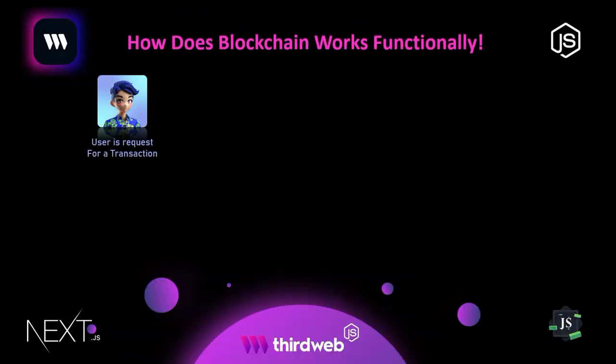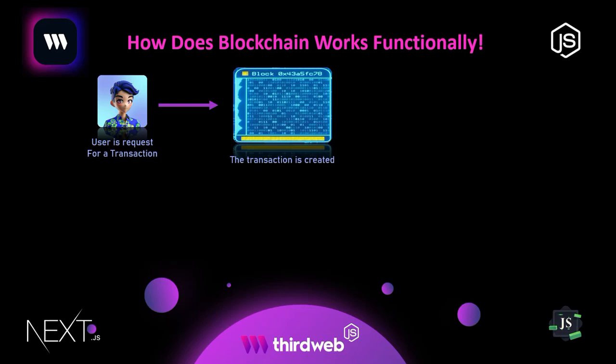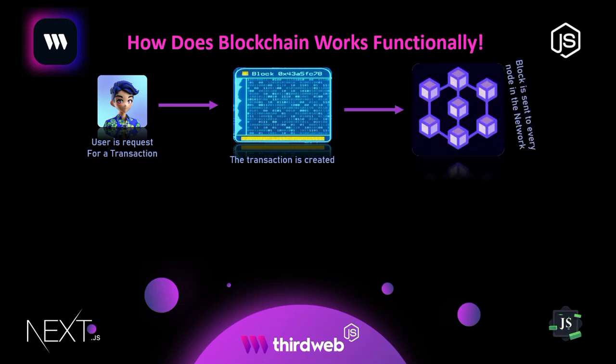This user is requesting a transaction. This transaction could be for cryptocurrency or minting an NFT. This requested transaction is created as a block. This block has a unique identifier and transaction hash. Okay, therefore it's mutually distributed in the network.